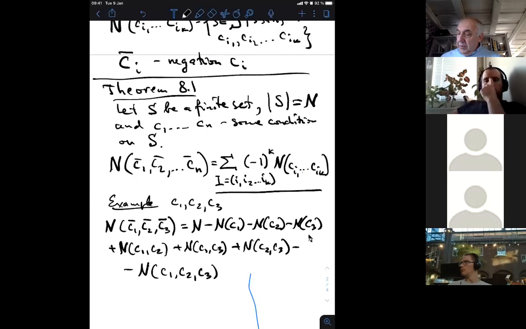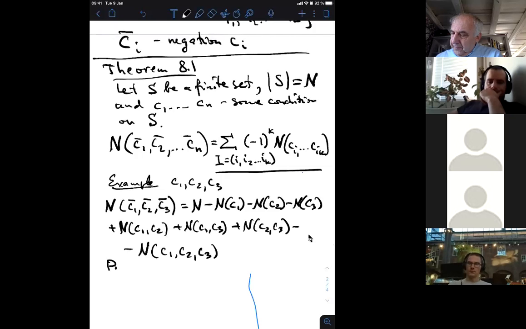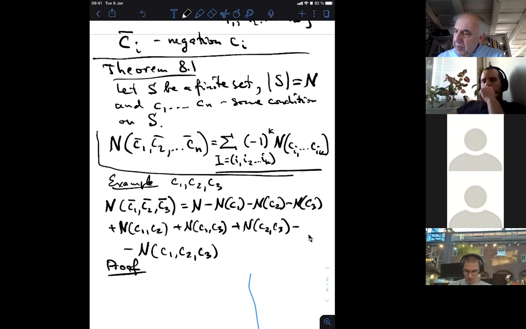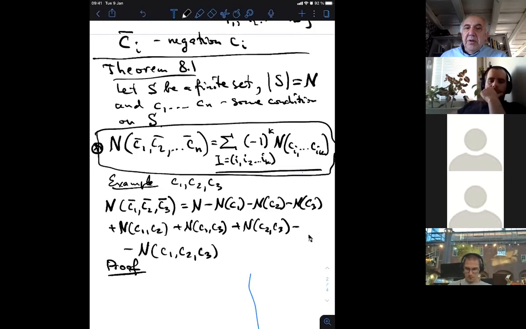So how do we prove this? Okay, proof. So in the proof, we will see which contribution to the left-hand side of this formula. So say this would be my fundamental formula star. And to prove that it's correct, I'll check what contribution to the left-hand side and to the right-hand side is made by an element in our set.